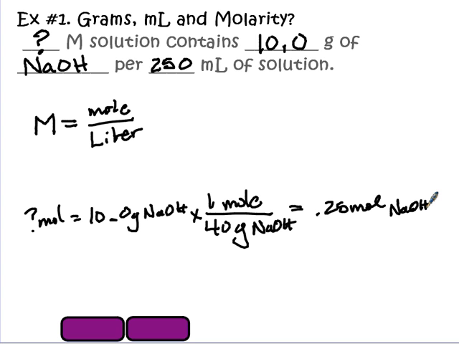Okay? So now that I have the number of moles, now I can put that in right here for the number of moles that's in my solution. So I'm going to do that, 0.25 moles of sodium hydroxide. And underneath, I want the liters of solution. Well, I have 250 milliliters of solution. I need to change it to liters.